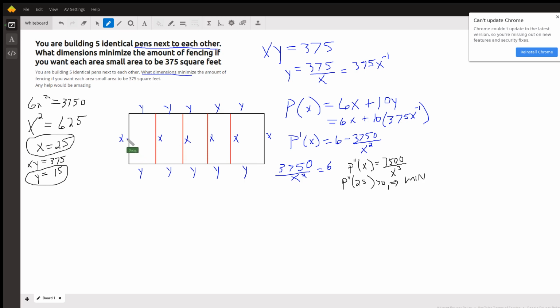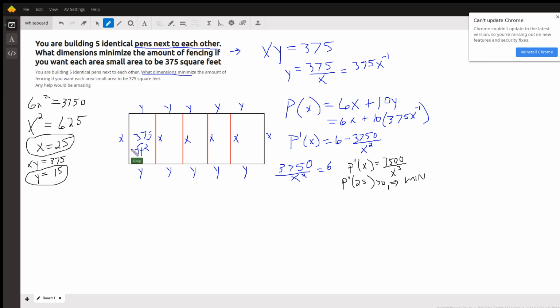But if we label each of these vertical walls x and each of these horizontal walls dividing the length of the rectangle in 5 instances of y, we know that the area of each pen is 375 square feet. So this relationship holds, xy equals 375, and that allows us to give y in terms of x. y equals 375 divided by x, or 375x to the minus 1.